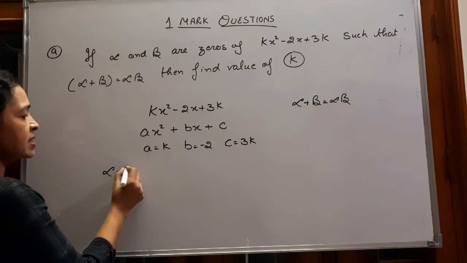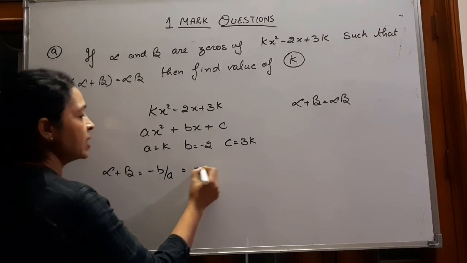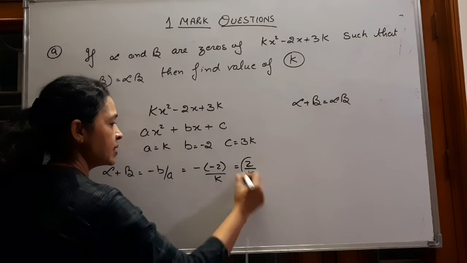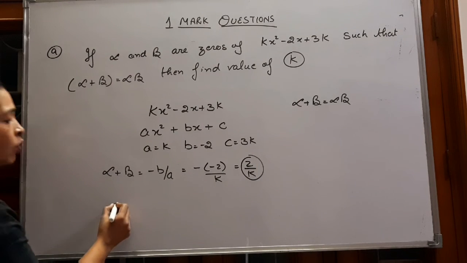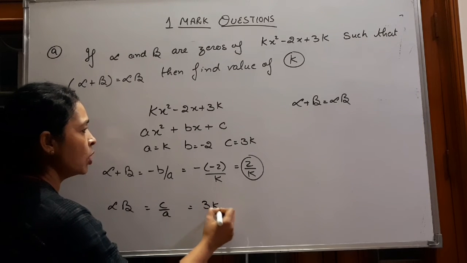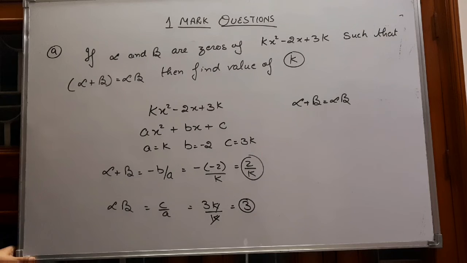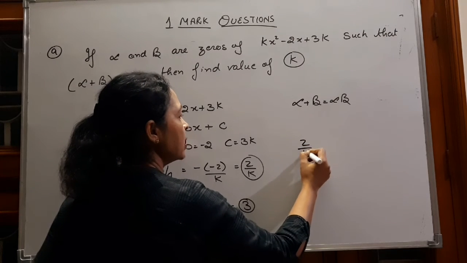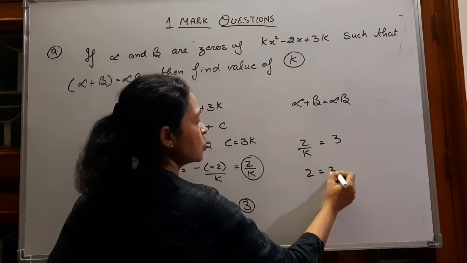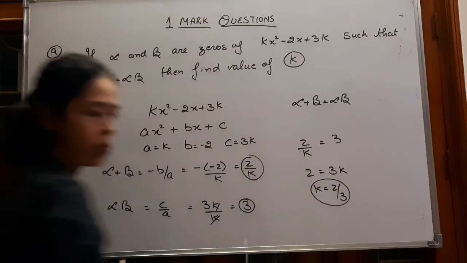Now what is alpha plus beta? Sum of zeros is minus b upon a, which equals minus of minus 2 upon k, 2 by k. This is the sum of zeros. And what is the product of zeros? c upon a, that is 3k upon k, 3. Now alpha plus beta, 2 upon k, is equal to 3. We have to find the value of k. 2 equals 3k and k equals 2 by 3.